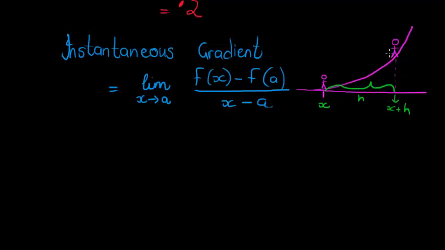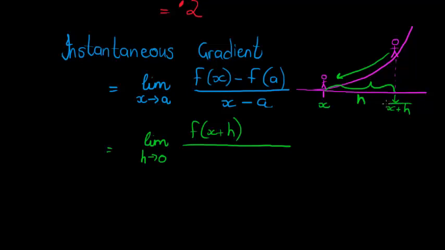So we can see as this guy is getting closer to that guy, the distance between them tends to zero. This is what we ask: what happens when h tends to zero? And now our formula used to be f(x2), which now is f(x plus h), that's now that x value, minus f of x, which is that x value, divided by the distance between these two, isn't it? That's what delta x means, the distance between those two points, and that distance we said was h.